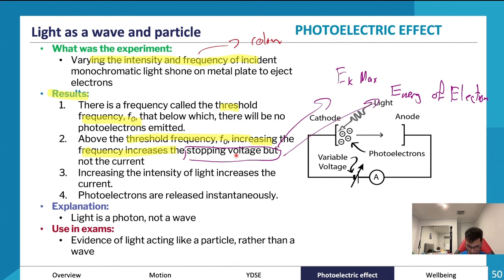Cool. Last thing we found out is changing the intensity of the light will only change the current, and photoelectrons are emitted instantaneously. So this is the perfect example of what should be on your cheat sheet. This is theory. This stuff is never going to change. You will always get questions about comparing the photoelectric effect and the effects of the wave model. Because of this, you can pretty much usually just copy paste whatever is on your cheat sheet, but obviously, you don't want to be copy pasting, you want to be actually answering the question.